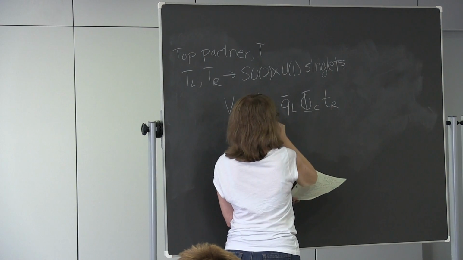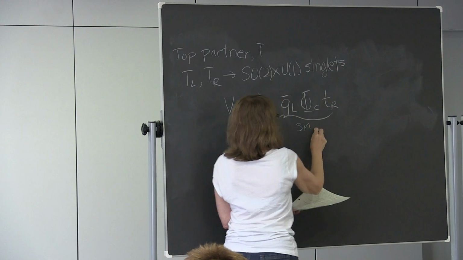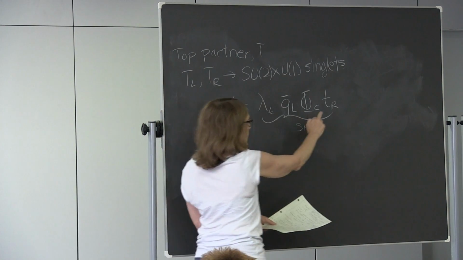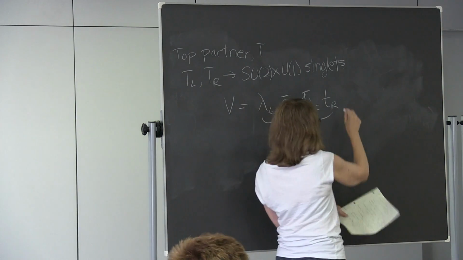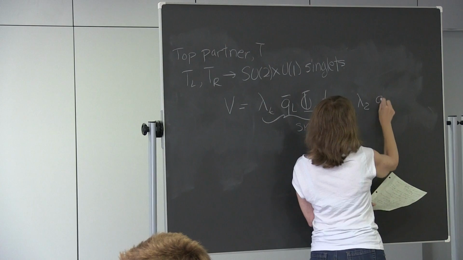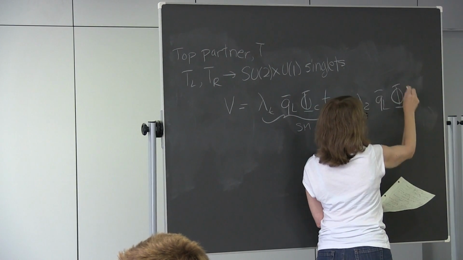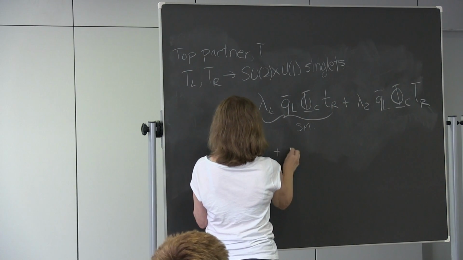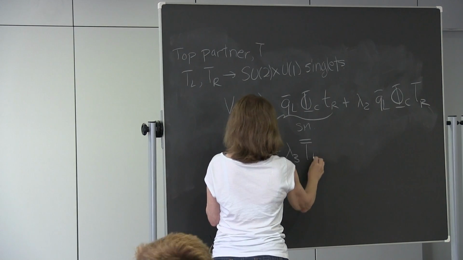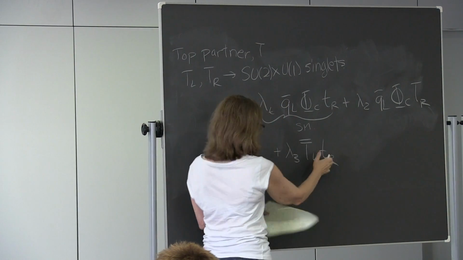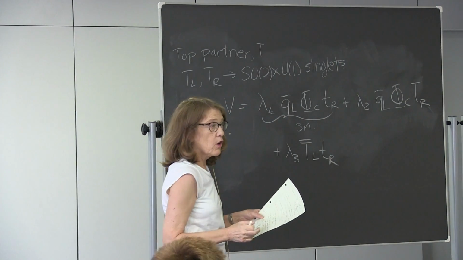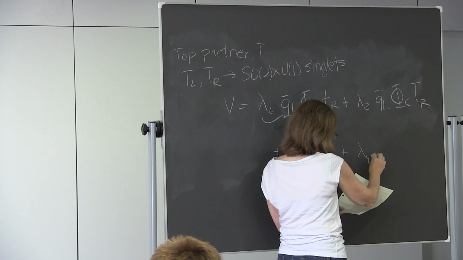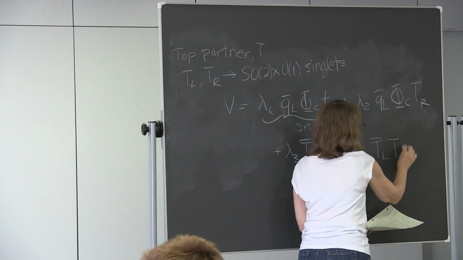So here's my standard model. If I add a heavy top quark that's a singlet under SU(2), it can have a coupling just like this. What do I call it? Plus lambda_2 Q bar left, phi C, big T right. I can couple lambda_3 T bar left, T right, because these guys are both SU(2) cross U(1) singlets. And finally, I can have a Dirac mass, lambda_4 T bar left, T right.